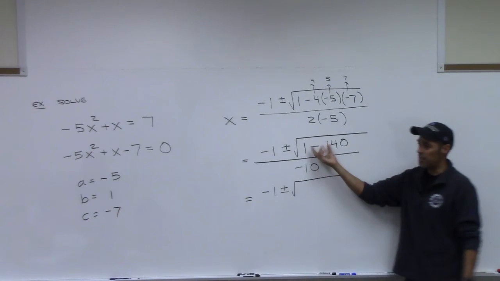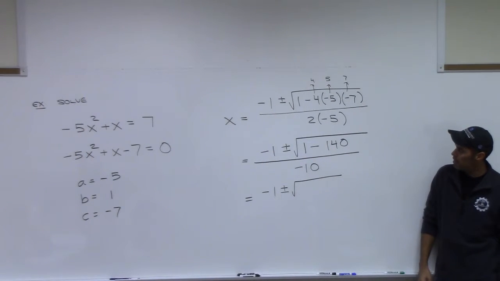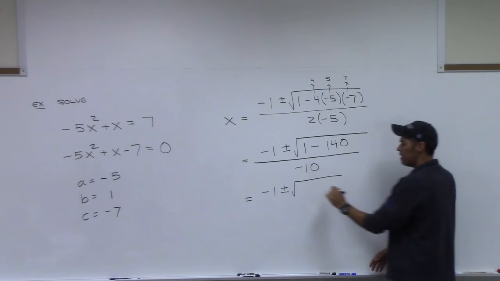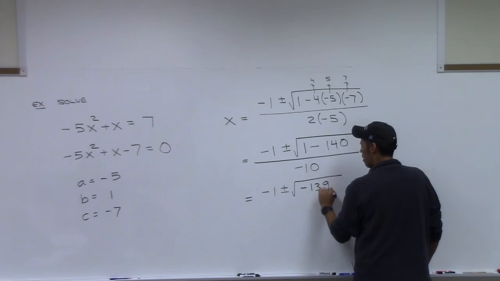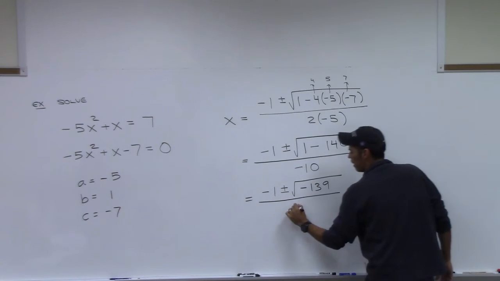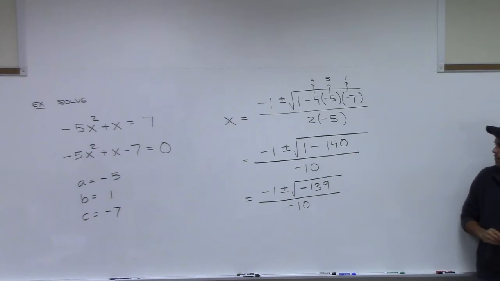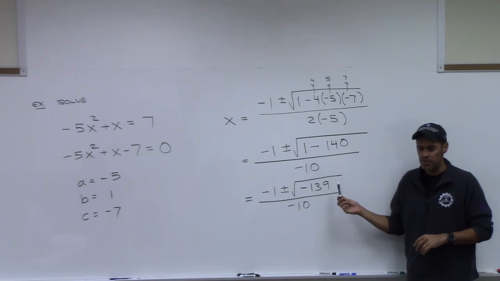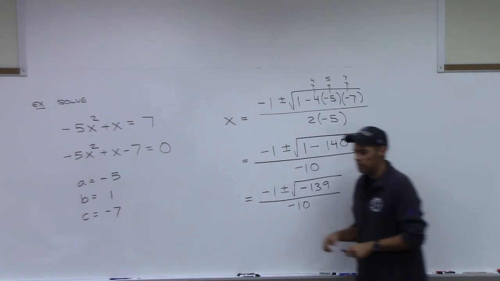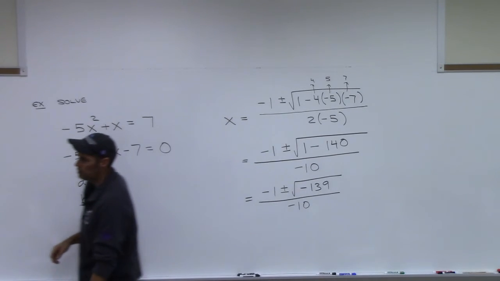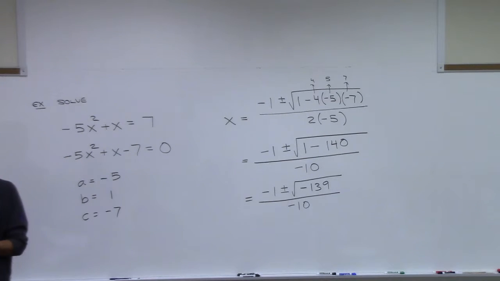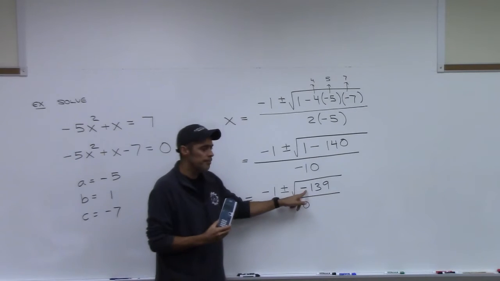Now you just put these together, right? So Macy, what's 1 take away 140? -139. All over -10. Now 139 is not a perfect square, so maybe we need to use our calculators for this. What's the square root on your calculator, the square root, and then we have to put negative, right?